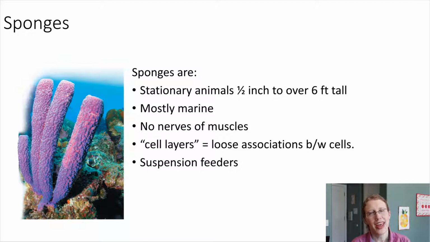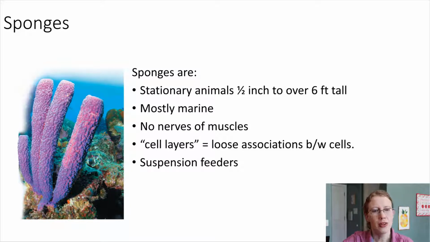Sponges are the one animal that is stationary. I'm not sure what the correct wording is there. Sponges are stationary animals. They are not able to move around. They don't have muscles. So this is the one grouping of animals that's a little bit different. We said most animals can move with muscles, not the sponges. The sponges are fixed in place. Most of them are marine, so they live in the ocean. Quite a variety of sizes possible. Some of them are as tiny as half an inch. Others grow to be over 6 feet tall, so taller than a person.